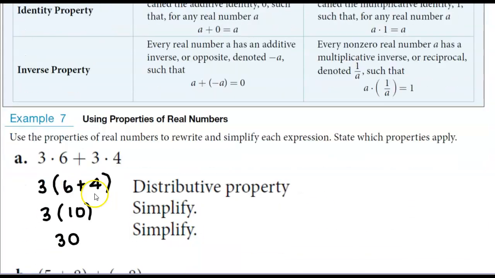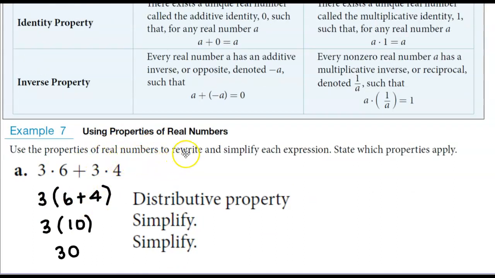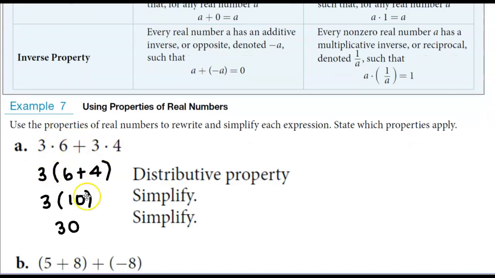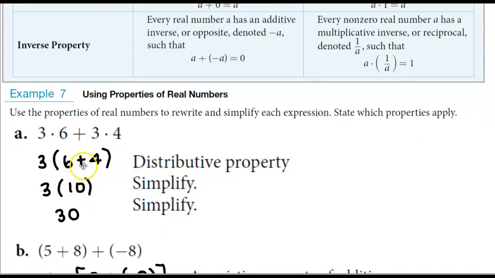Now for example number 7, we're going to use the properties of real numbers to rewrite and simplify each expression, and state which properties apply. So here we have 3 times 6 plus 3 times 4. If we wrote this using the distributive property, we would factor out the fact that 3 is being multiplied by both of those values. So this would be 3 times (6 plus 4). And then we would use order of operations by adding 6 plus 4, which is 10. And 3 times 10 is going to give you 30.